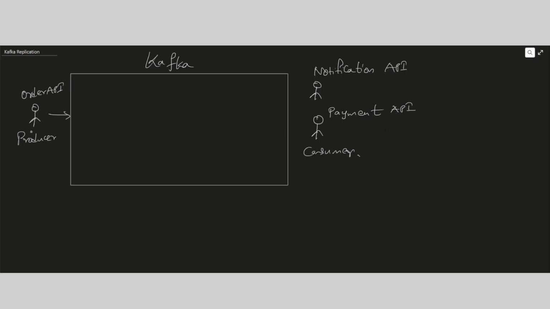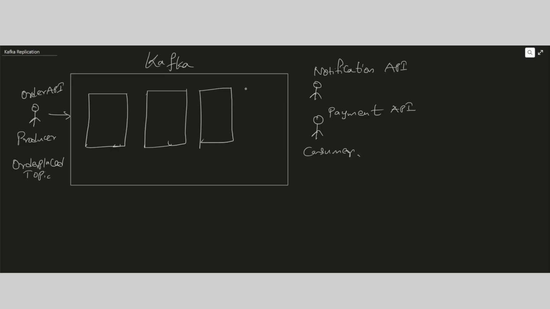Now there should be a topic to insert these messages. So there is a topic called order placed topic. In this topic, the order API will insert messages in Kafka. In Kafka, you know that it's not installed on one server. It is generally installed on multiple servers. They call these servers brokers in Kafka. Let's say there are 4 brokers in Kafka. That is why we call Kafka a cluster, not just a single node or machine.